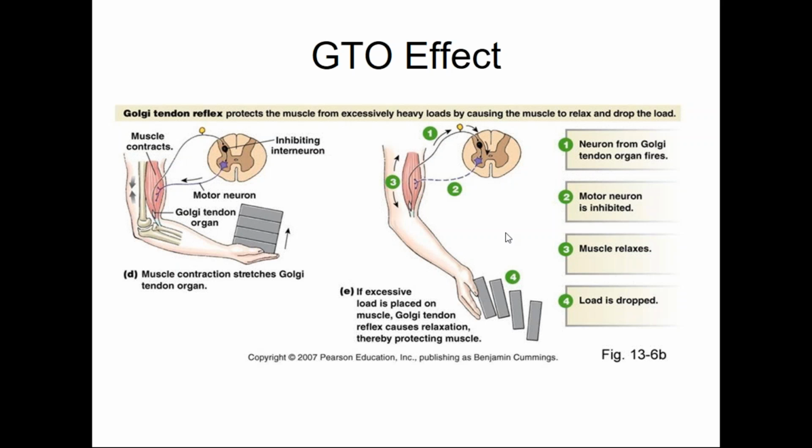This is talking about the GTO effect. So here we have, as the muscle contracts, the GTO being stimulated. That is then sent to the spinal cord, where it communicates with an interneuron. The chemical that it releases at the interneuron is acetylcholine. Acetylcholine causes depolarization of the interneuron, resulting in the release of its neurotransmitter, in this example, glycine.